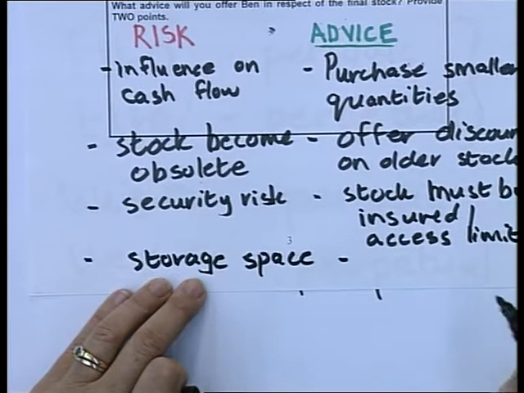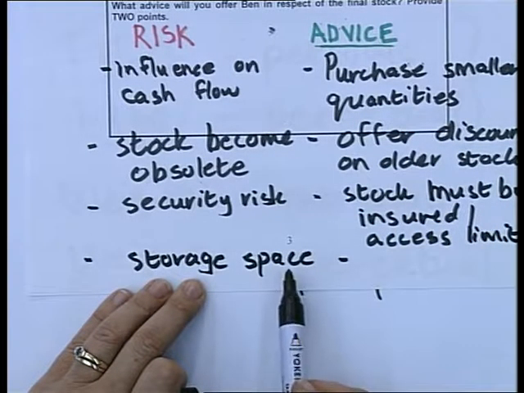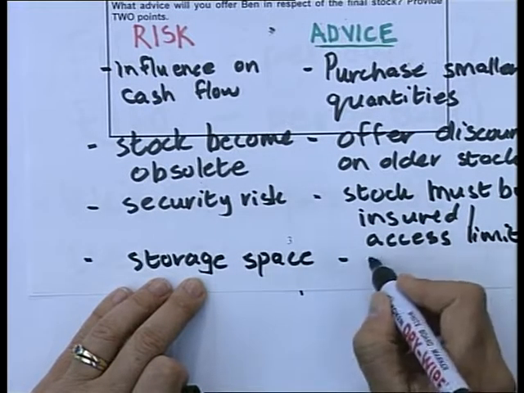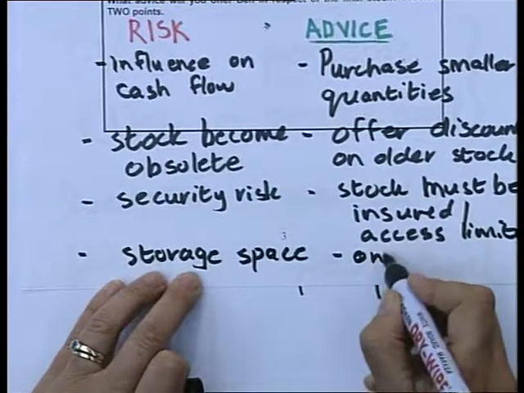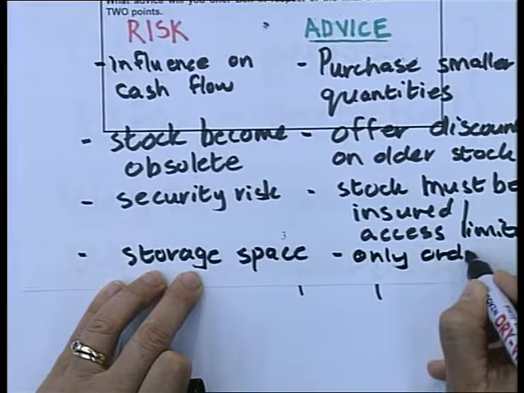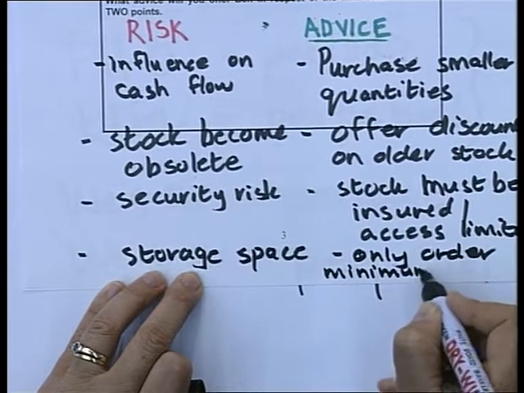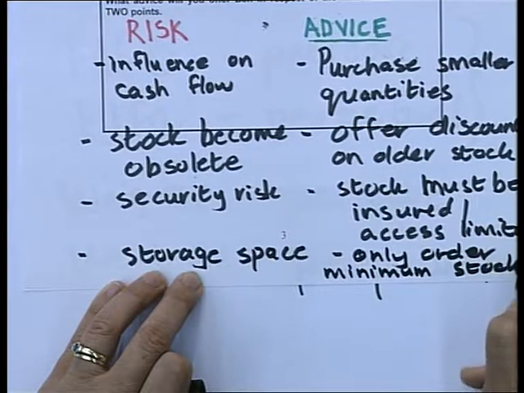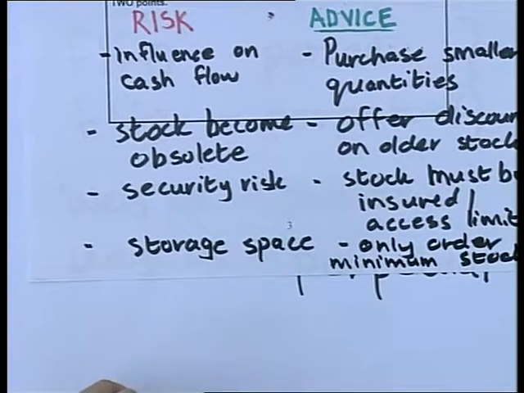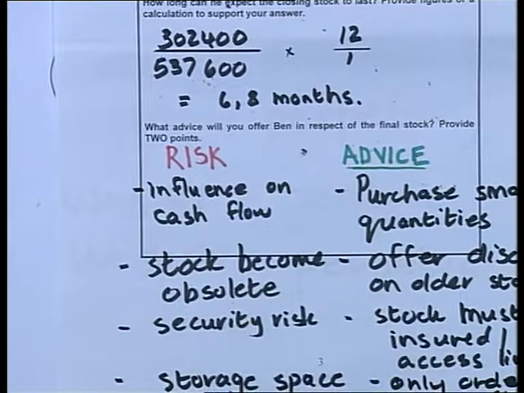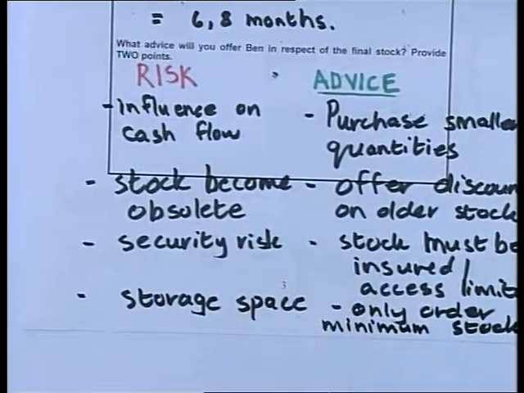So what advice would you give him to better that situation? Okay, we can say only order minimum stock, or you can say only order stock when the stock levels are low, so that he doesn't have such a lot of stock on hand. 6.8 months, that's quite a lot. Okay, so that's how I would answer this question.